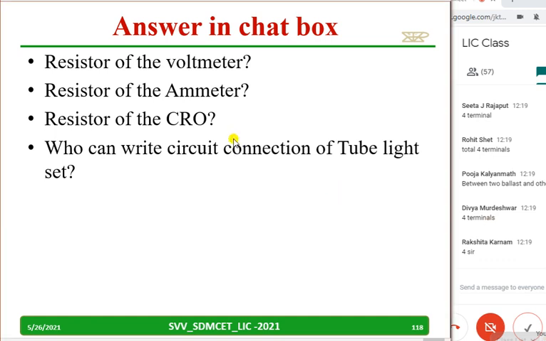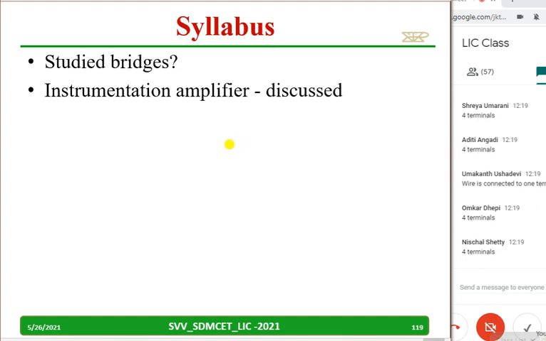Okay. Being an engineer, you should know a minimum of these things. Otherwise, nobody at home will say you are an engineer. Don't say I can write very big programs. You should know minimum technical things. Bridges and the instrumentation amplifier we have already discussed.